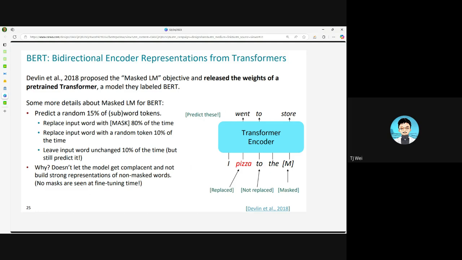Okay, so of course, you may think about other variants, like, why not just only use mask? It could be just fine. Or why do we actually need some tokens to be unchanged? There are pros and cons to each of the choices, but this one is the choice made by BERT.